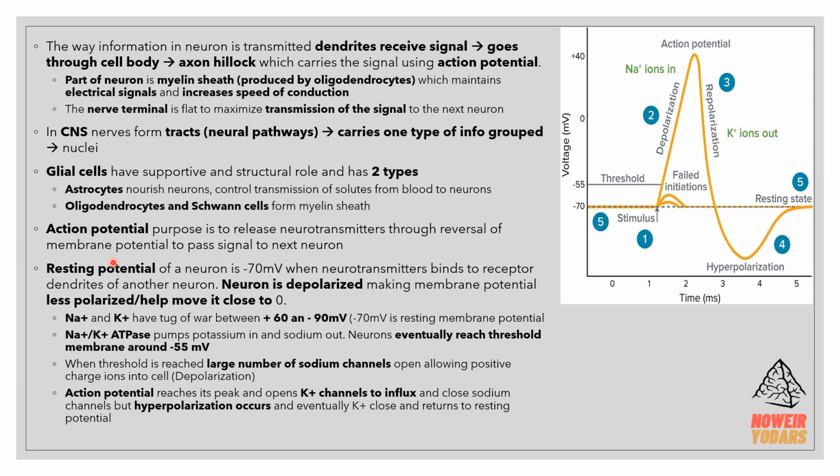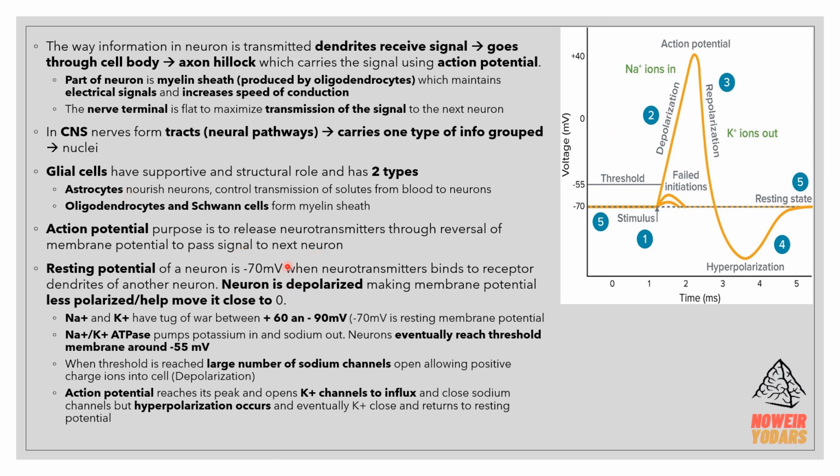Now the action potential. Action potential's main purpose is to release neurotransmitters through the reversal of membrane potential to pass the signal onto the next neuron. So, the way neurons communicate with each other to send a signal from one neuron to another is through the action potential. All right? So, we're going to talk about the mechanism of the action potential.